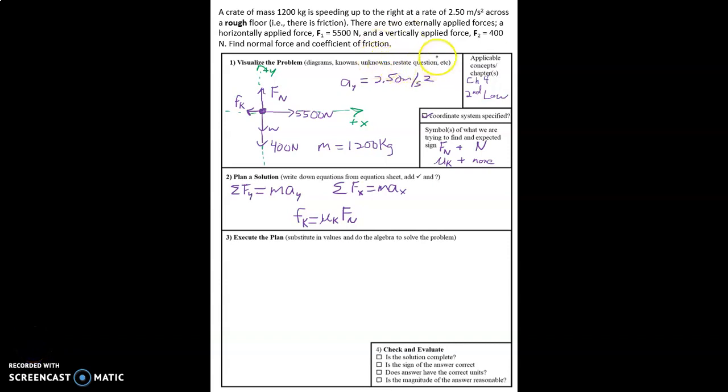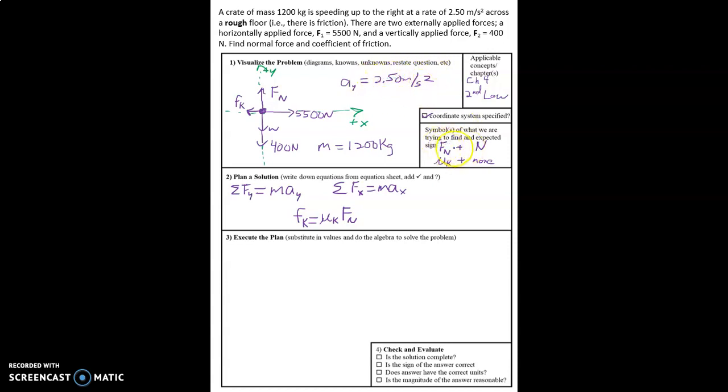In this problem, we're looking at a crate that's accelerating across a floor. So the coordinate system we're using is up is the positive y direction, to the right is positive x. Since the crate's speeding up to the right, we know that velocity's to the right, acceleration's also to the right, so that makes this positive.